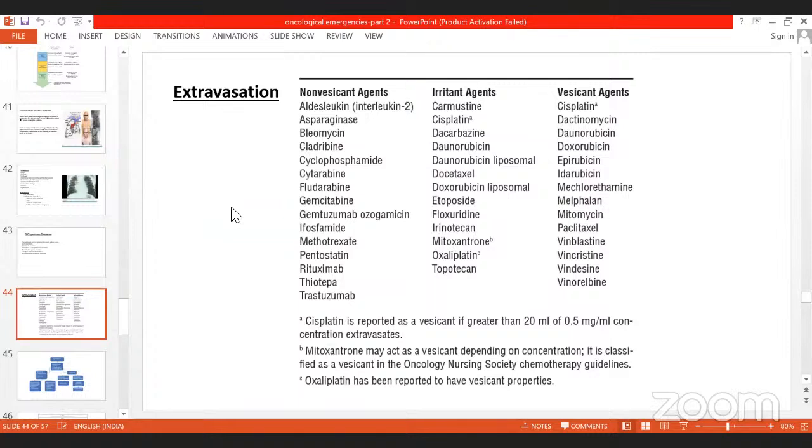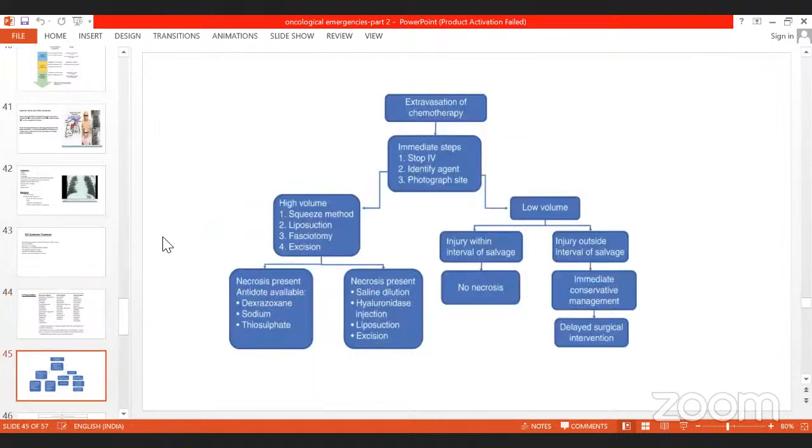All the chemotherapy agents we generally distribute into non-vesicants, irritants, and vesicant agents. So, whenever there is any extravasation of chemotherapy, what we do immediately is stop the IV, identify what the agent is, and take a photograph of the site. We check whether it is a high volume or low volume which has gone through already, and if it's a high volume, we do a squeeze method, or else we can go with fasciotomy or excisions. Whether necrosis is present or absent, based on that we generally treat.